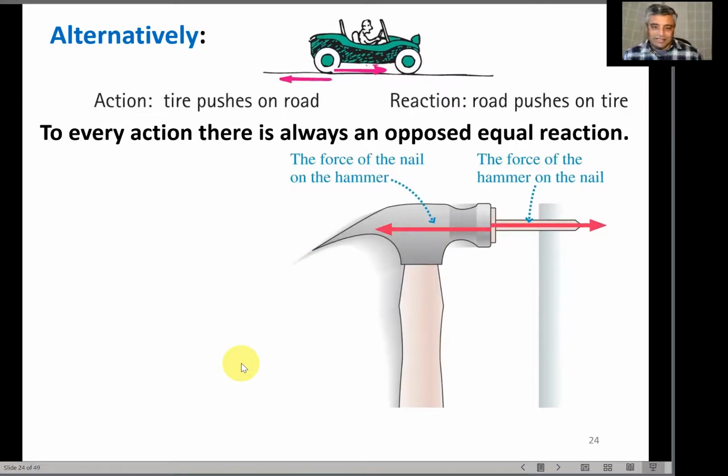And of course, we all know nail gets hammered. But now we know hammer also gets hammered, or should I say nailed back with the same amount of force. Okay? Those are also action and reaction.